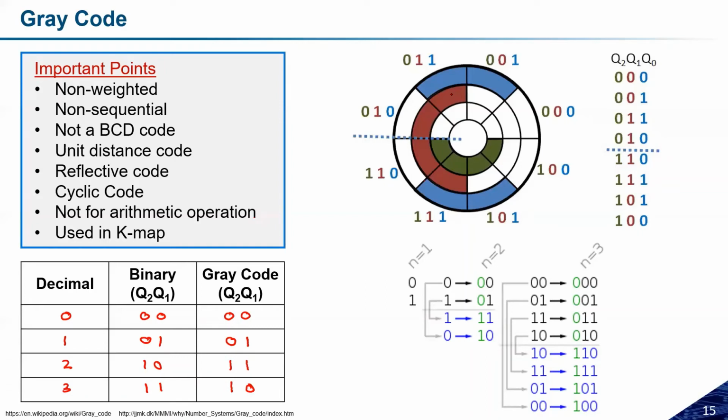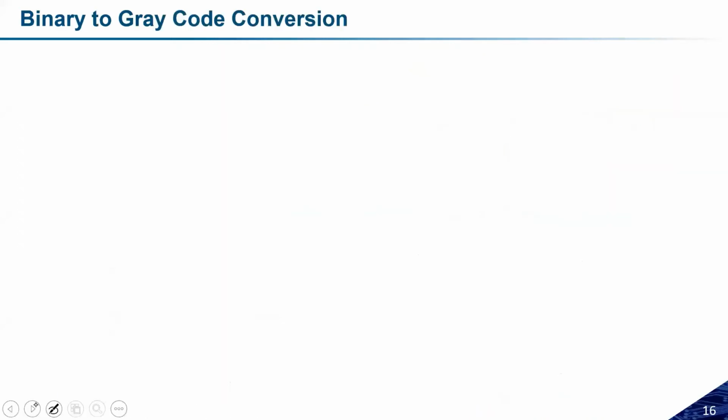Fine. So this is all about the gray code. Now let us try to use this gray code for something. Suppose I have a binary code and I want to convert that binary into the gray code. So how can we do that? How can we perform the binary to gray code conversion operation? To perform that, what do I have to check and what do I have to do?